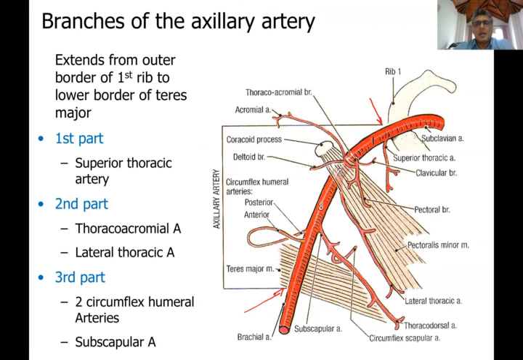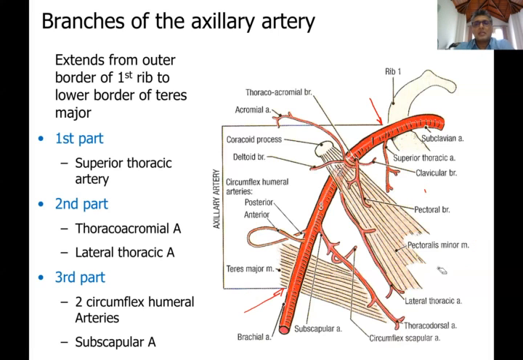Then the axillary artery, based on its relationship to pec minor, is divided into three parts. The part above the pec minor, that is between the outer border of the first rib and the upper border of pec minor, some people call it medial border. Okay, but I would like to call it upper border. Then that part is first part.